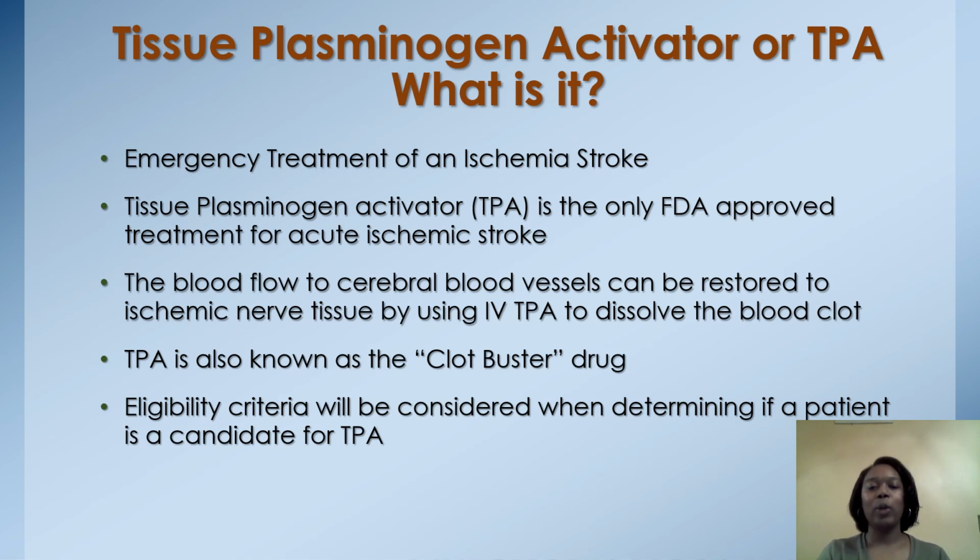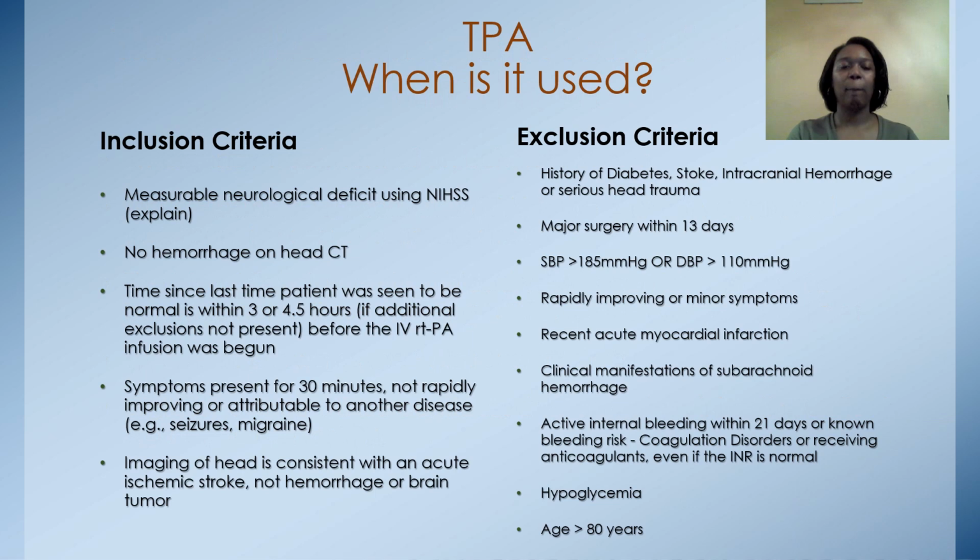TPA is also known as the clot buster drug, and there are certain criteria that the patient must meet in order to be a candidate for TPA. Inclusion criteria includes a measurable neurological deficit, and you can use several different neurological tools. Your textbook mentions the NIHSS tool, but your facility may have a different tool in place.